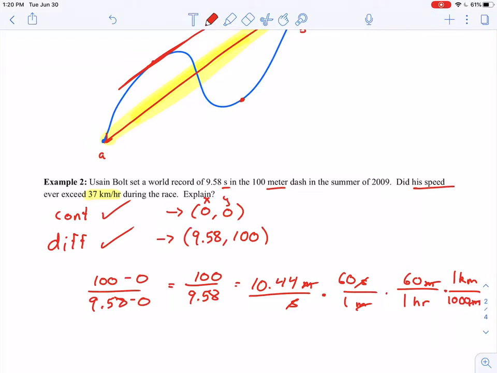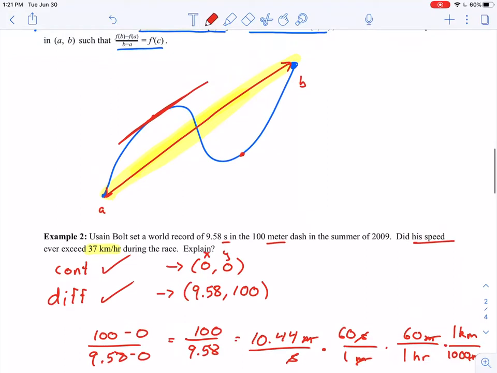So if I take 10.44 times 60 times another 60, divided by 1,000, here I have 37.584 kilometers per hour. That was his average speed on this run, on this 100-meter dash.